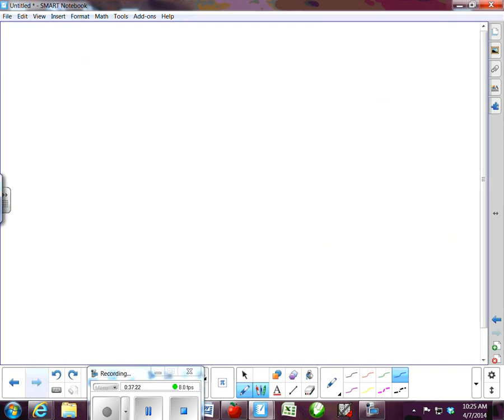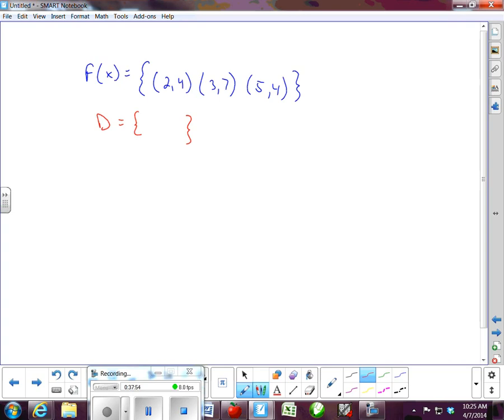All right, how about something like this? What if you had f of x equals, and now we have a brace, and we've got these sets of points: 2, 4; 3, 7; 5, 4. All right, so we can do a couple things from this. First off, I can ask you the domain. Remember, the domain will always be listed in set notation. Can you list the domain for me? What is the domain?